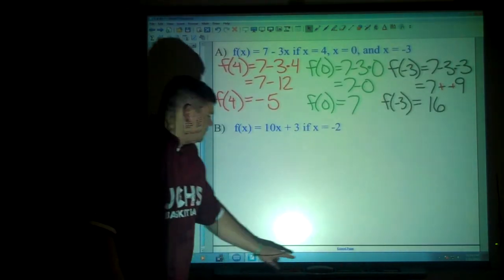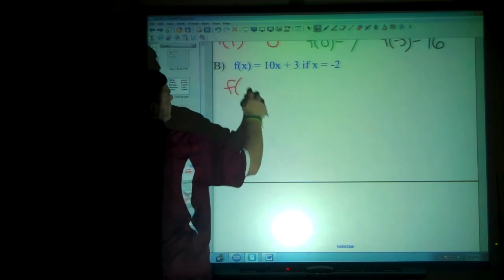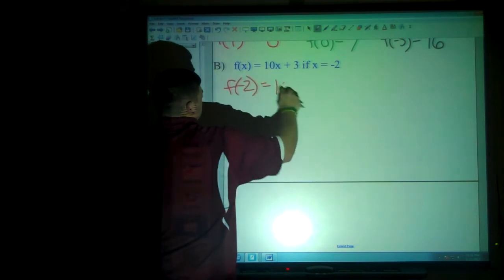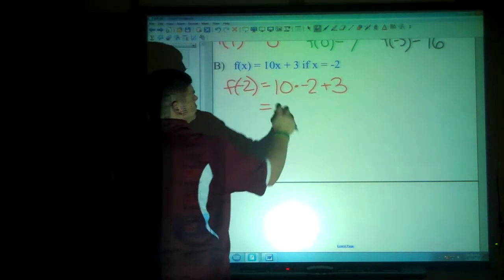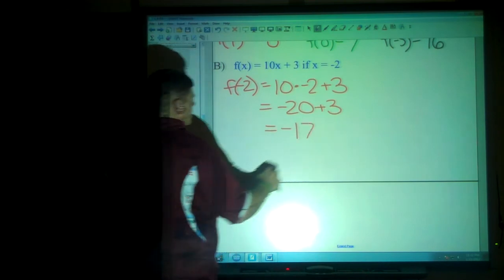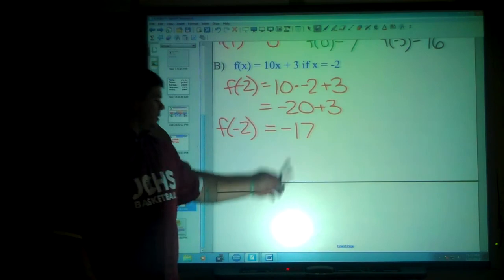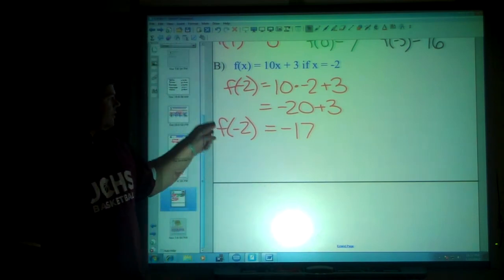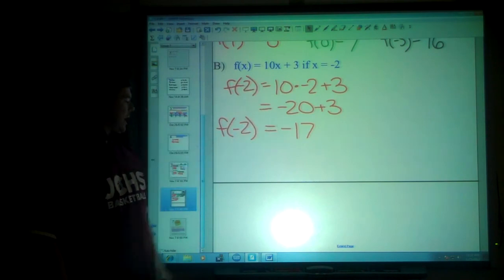Alright? One more. We would apply the rule to -2. 10 times -2 plus 3. 10 times -2 is -20 plus 3. That equals -17. So when we apply the rule to -2, we get -17. Again, we're not solving for f. F says there's a rule being applied to the number, and then you get an output.